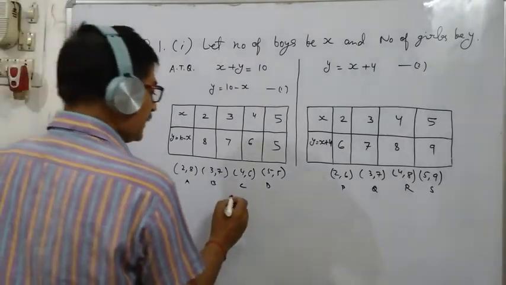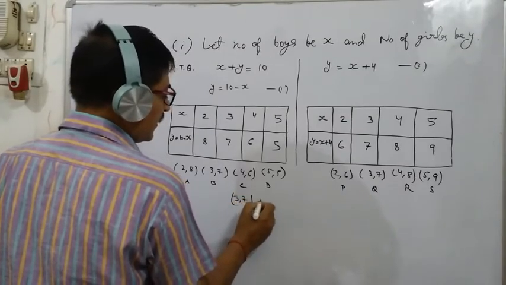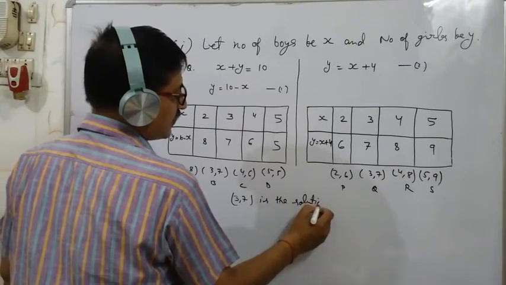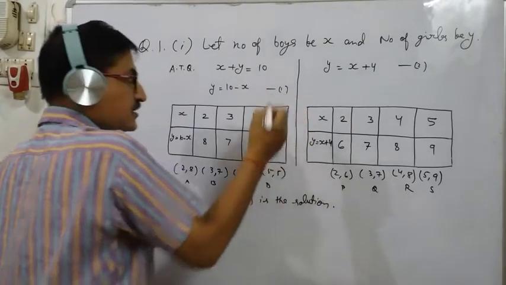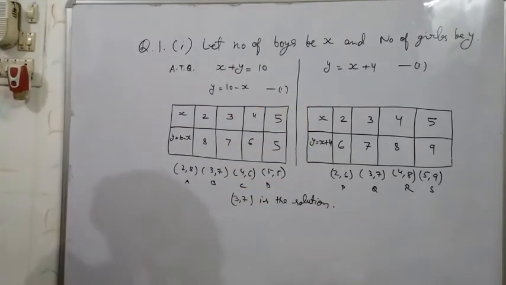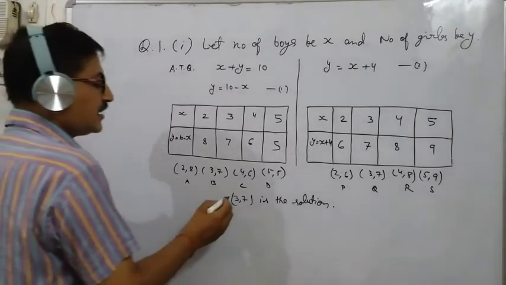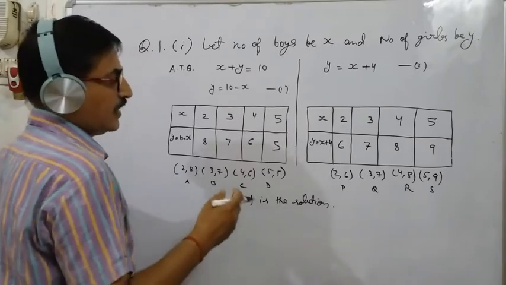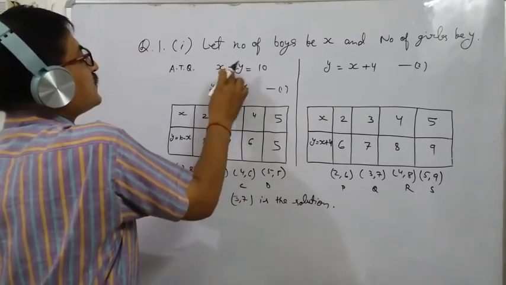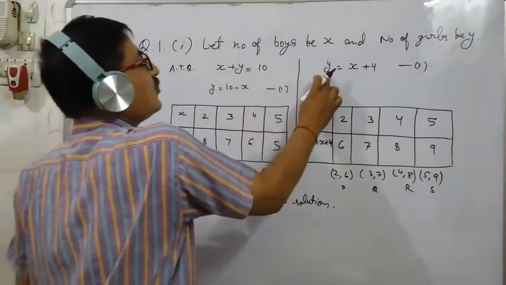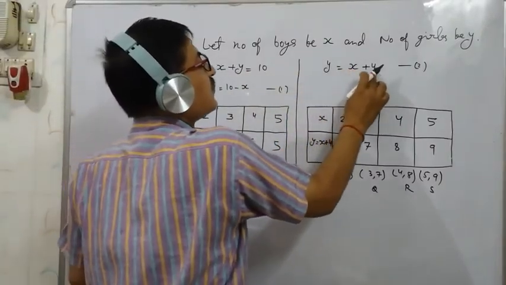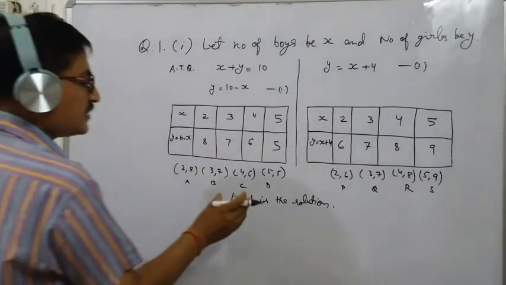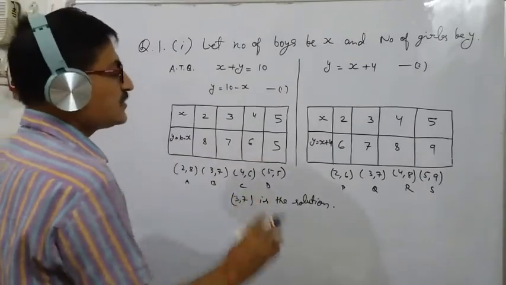So here we can write 3, 7 is the solution of these simultaneous linear equations. Means 3 is x, the number of boys. So the number of boys is 3 and the girls are 7, and both are satisfying. You can see x plus y means 3 plus 7 equal to 10, and y equal to x plus 4 means 7 equal to 3 plus 4, which is 7. That means both equations are satisfied by this value. That means 3, 7 is the solution.